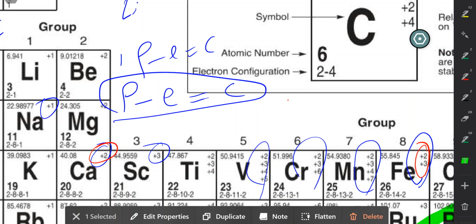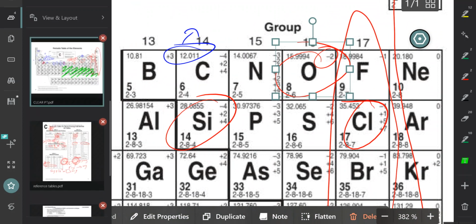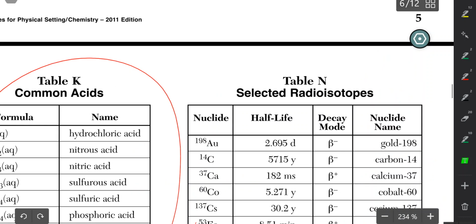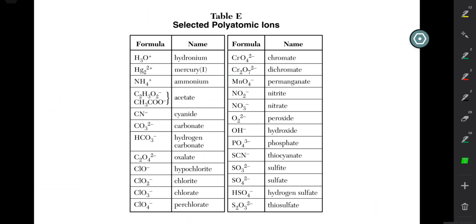If you use them, that's fine. It's not a big deal here, but you should probably not do that. So calcium has a single charge. Okay, so you don't need to use Roman numerals. Now, SO4 comes from table E, polyatomic ions. So here's table E. SO4 has a charge of -2. And the name of SO4 is sulfate.